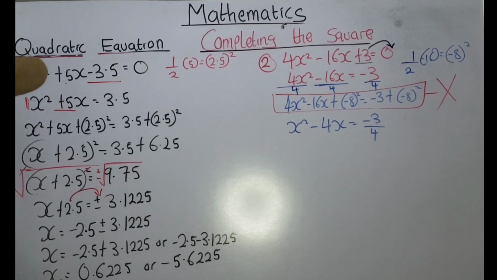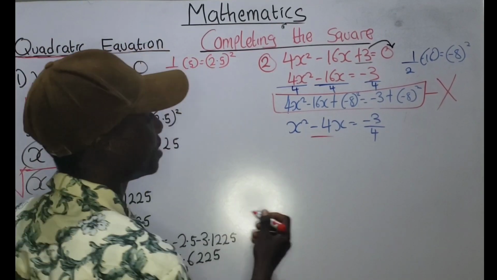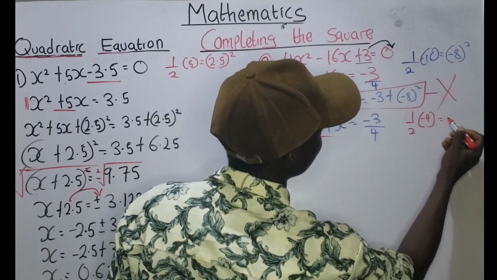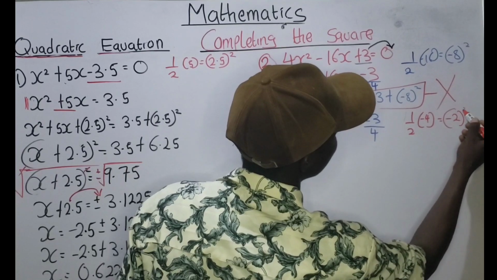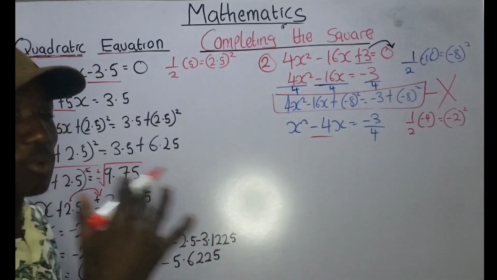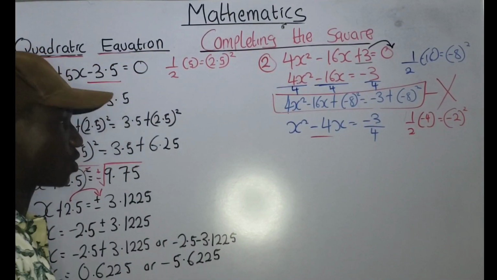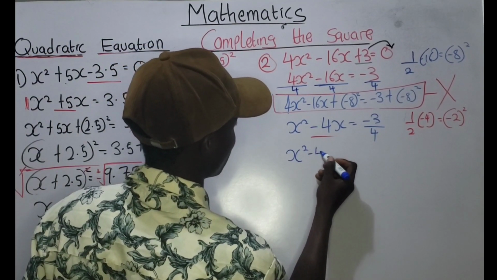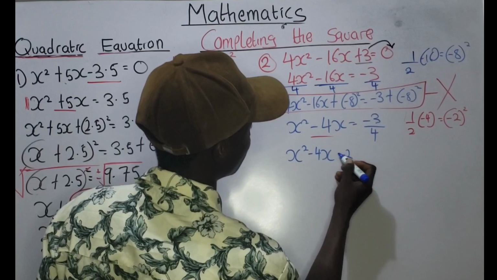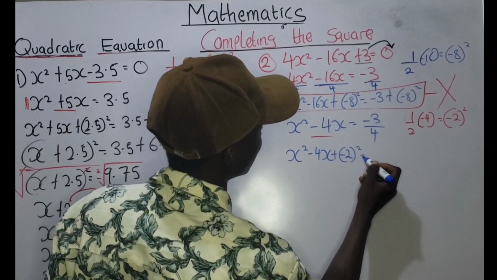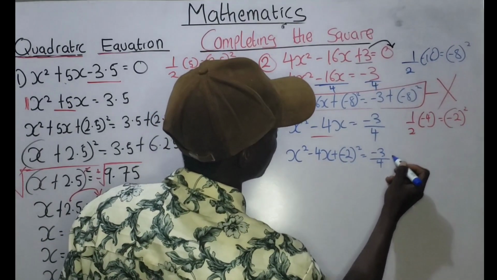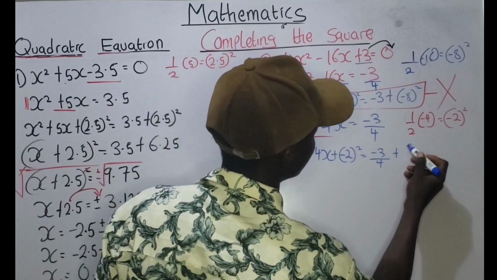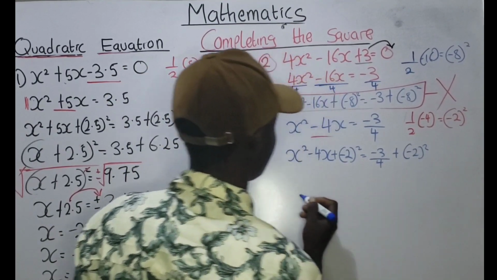Okay, so now we can take the half of the second term. Half of the second term is what? Half of negative 4. Half of negative 4 is what? Negative 2. So I'm going to square negative 2 and add it to both sides of the equation, okay? So the quadratic equation becomes like this: x squared minus 4x plus negative 2 squared equals to negative 3 over 4 plus negative 2 squared, okay?